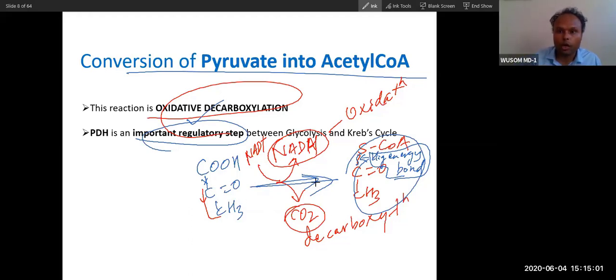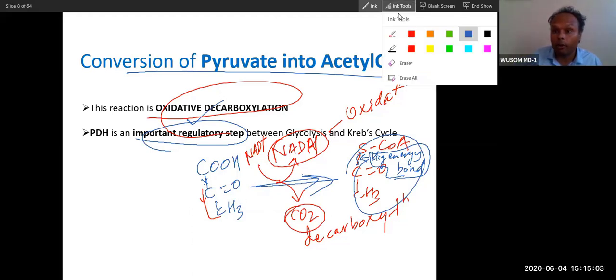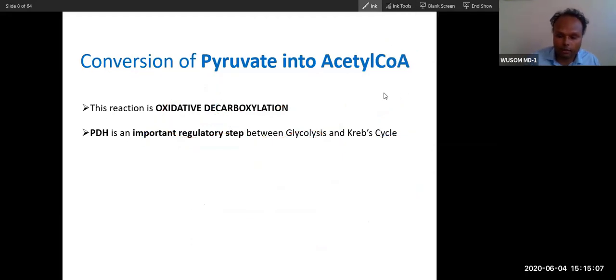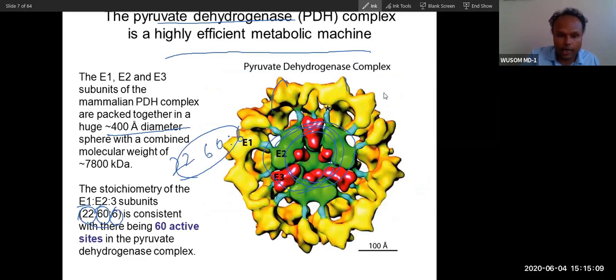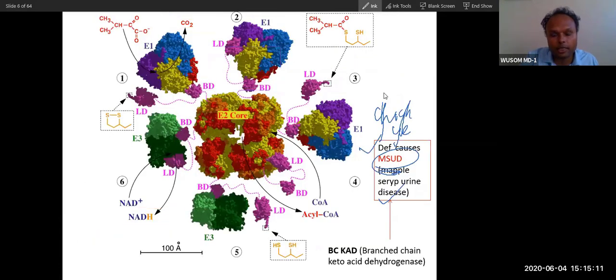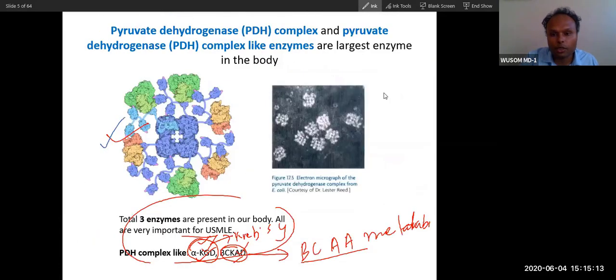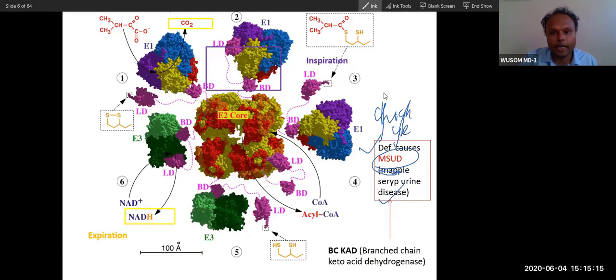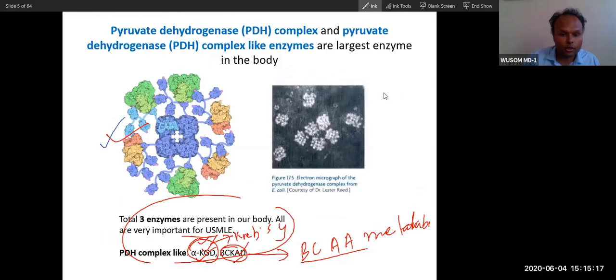Okay, you have already understood in detail about this enzyme. This enzyme is a very lovely, very beautiful type of enzyme. So you must not forget about PDH and PDH-like enzymes. There are 2 PDH-like enzymes. You must not forget. These are all important enzymes.